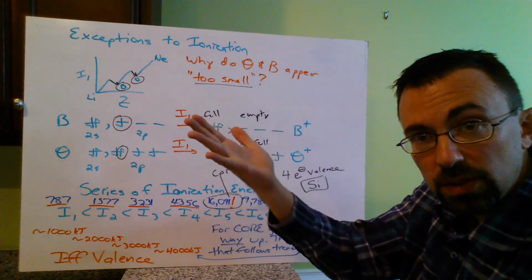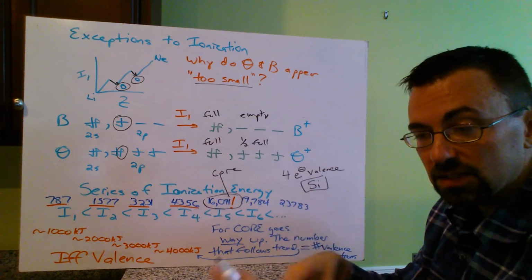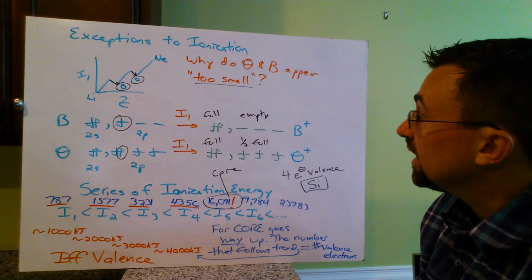So you're just looking for the big jump. When you see the big jump, count how many numbers you had before that, and that's your valence electrons. Count that many blocks in the periodic table, and you are in the right spot on the periodic table. That's really all I have on this.